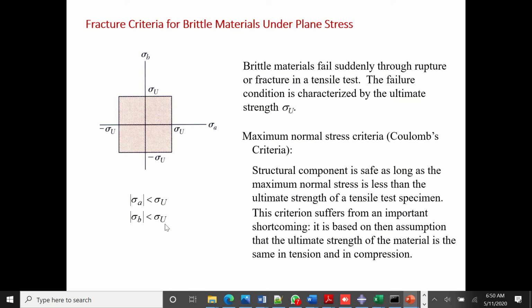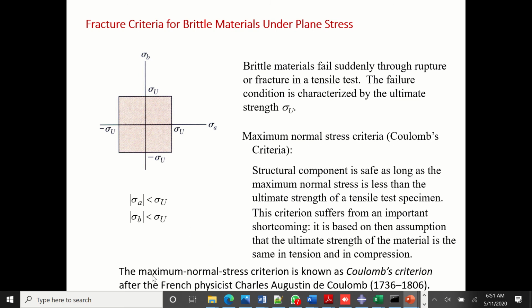So sigma A must be less than sigma U, and sigma B must be less than sigma U. This is also known as the Coulomb's criteria, after the French physicist Charles Augustin de Coulomb. There are many contributions from Coulomb in the mechanics side and different areas of engineering.